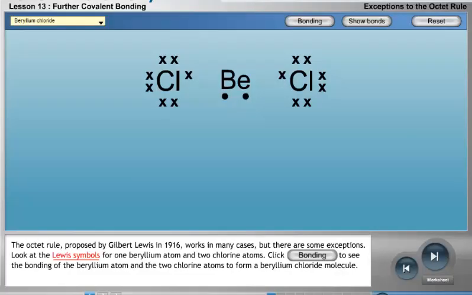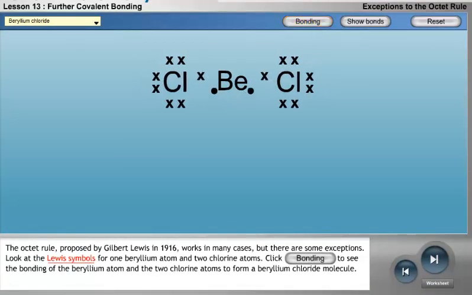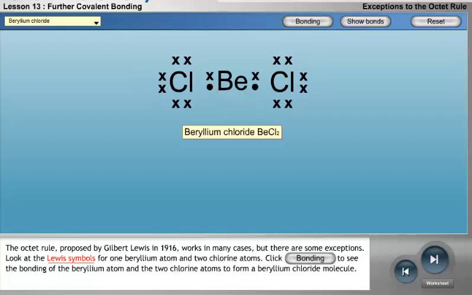The octet rule, proposed by Gilbert Lewis in 1916, works in many cases, but there are some exceptions. Look at the Lewis symbols for one beryllium atom and two chlorine atoms. Click Bonding to see the bonding of the beryllium atom and the two chlorine atoms to form a beryllium chloride molecule.